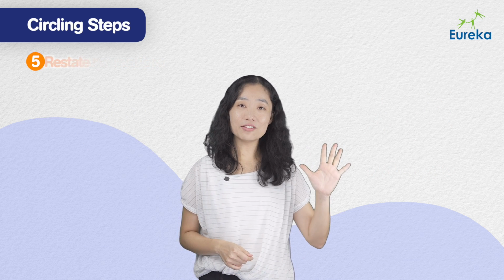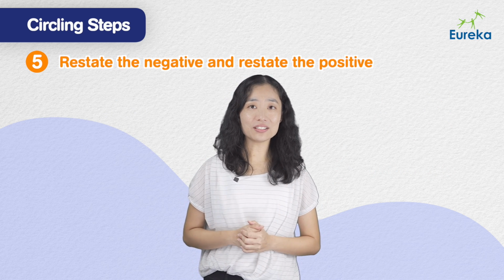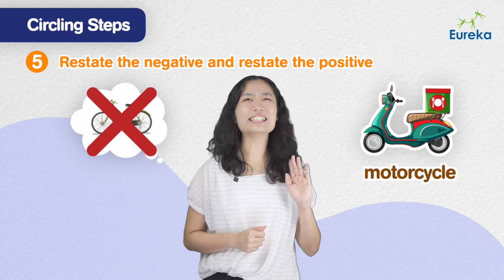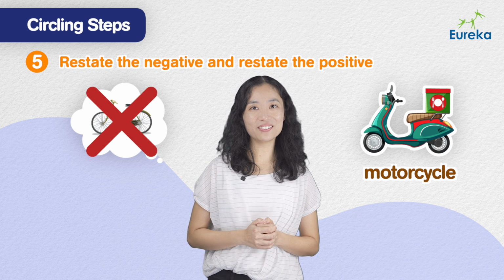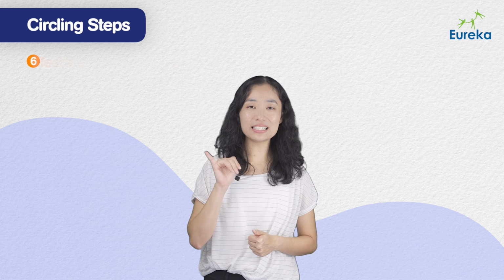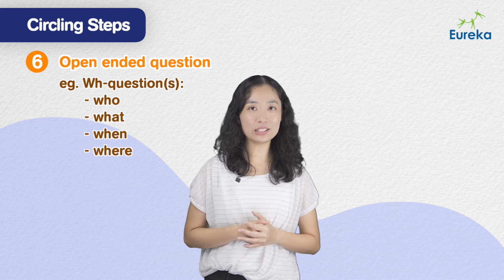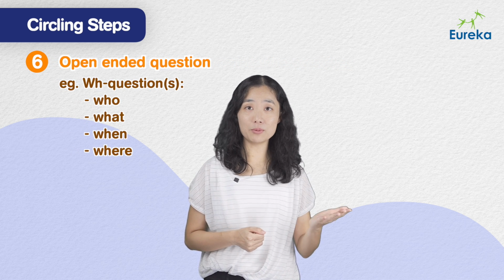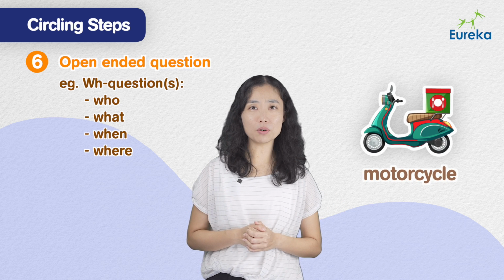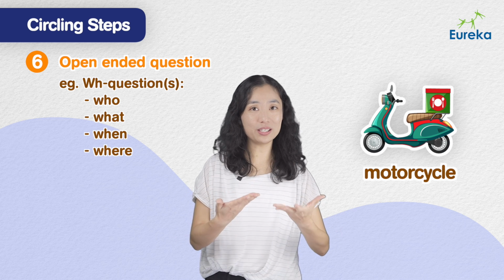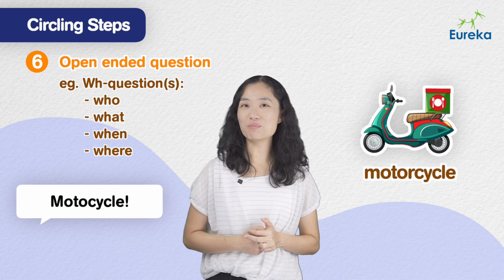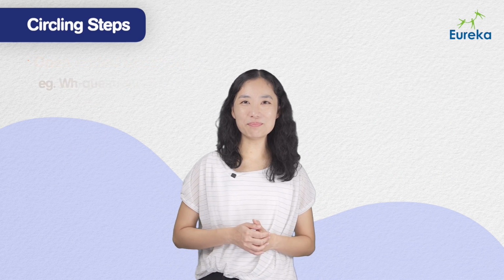Step number 5, restate your answer. No, that is not a bicycle. That is a motorcycle. And finally, step number 6, ask them an open-ended question. It could be one of the WH questions. For example, what is this? And they have to actually give you the answer. It's a motorcycle. This method looks simple, right?